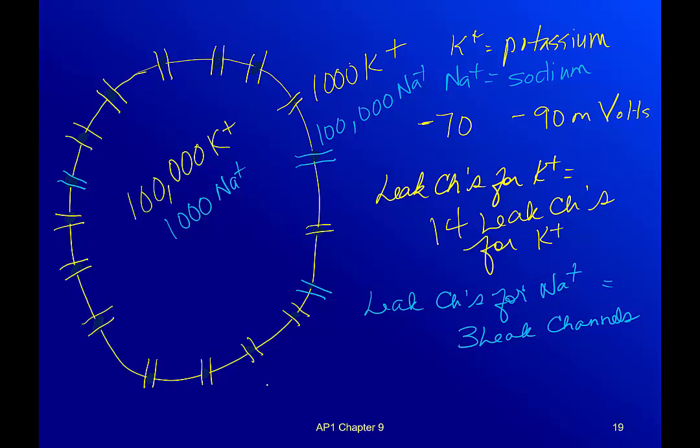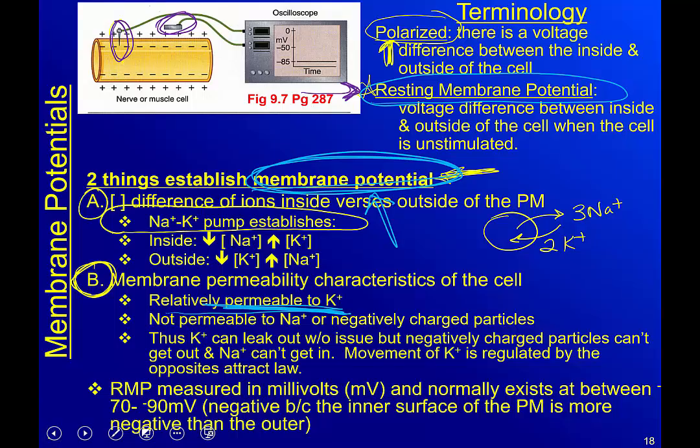So what's the permeability characteristic of this particular cell that I drew? Well, it's permeable to potassium because I've got a whole ton of leak channels for potassium, but not really permeable to sodium because I only have 3. So when I talk about the membrane permeability characteristics, that's what I'm talking about. Potassium can leak without any issue because it's got plenty of leak channels.